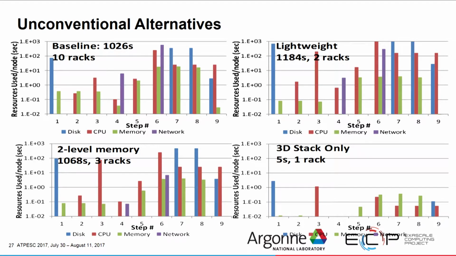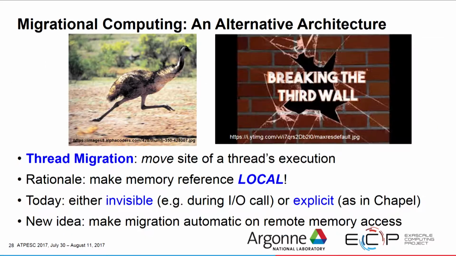The two-level memory, something like Knight's Landing, in 3 racks, gave you about the same time. But if you went to the 3D stacks and made some rational assumptions, you got like a speed up of like 200, and it only took 1 rack of hardware. So it just blows the problem out of the water. And that's because things are much more suited to the kind of application we had.